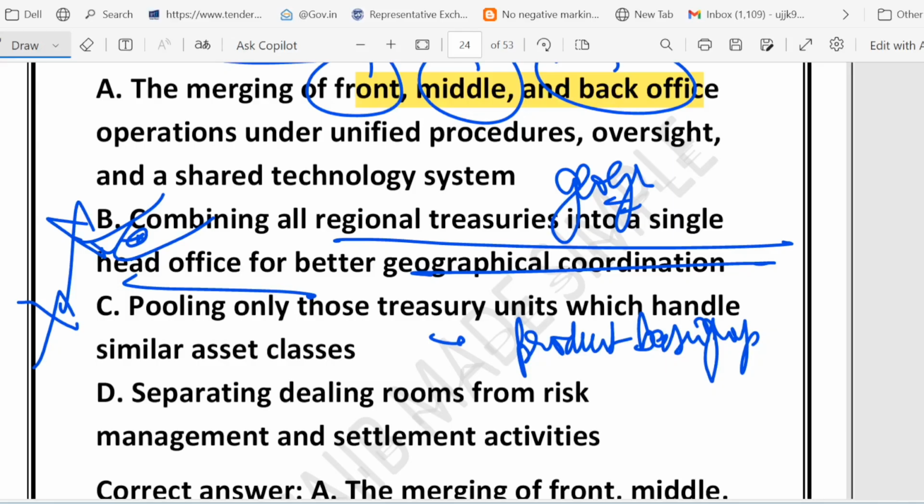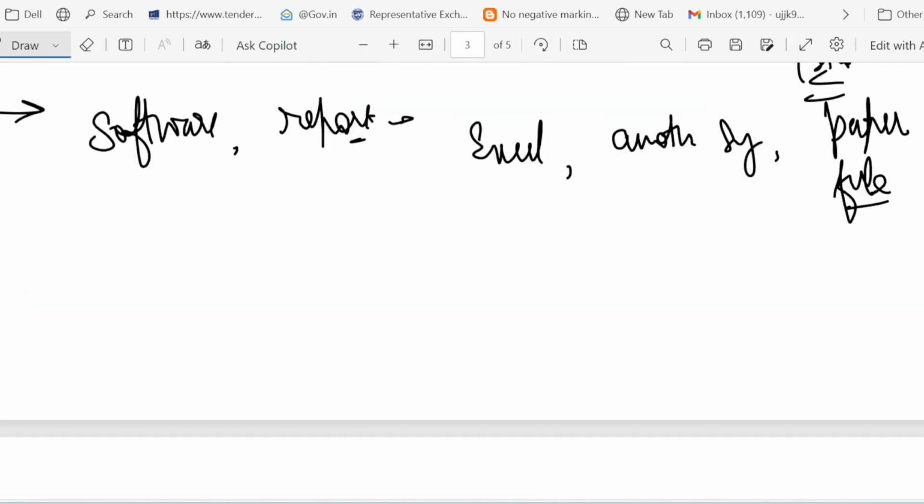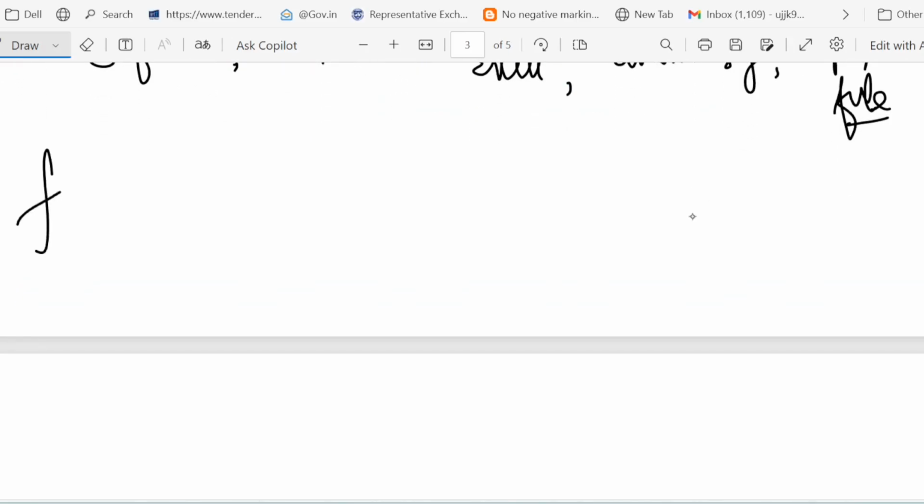What about D? Separating the dealing room from risk management and settlement activity is actually the opposite of vertical integration. This is called segregation of duties, which is important for internal control, but not what we mean by vertical integration. So this is also incorrect. The correct answer is option A. Remember, whenever they ask you about vertical integration, just add these: front plus middle plus back.